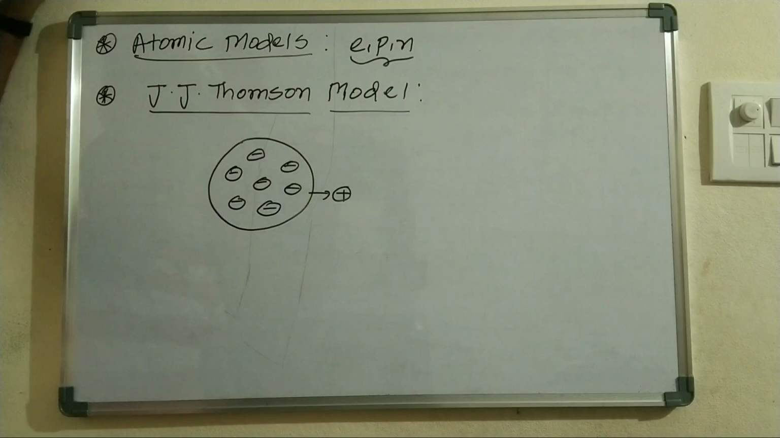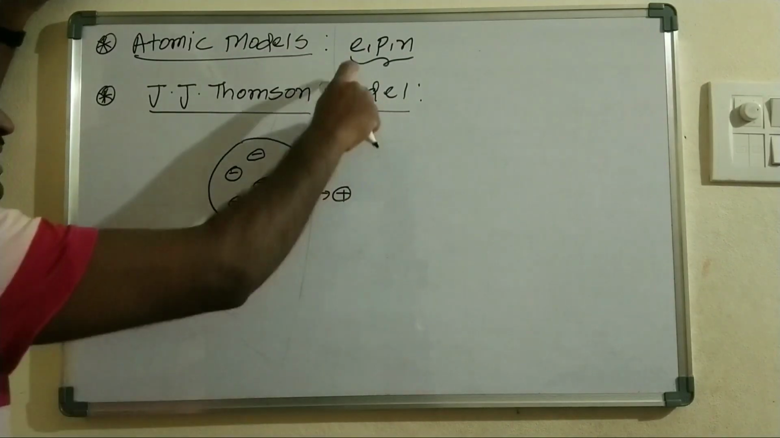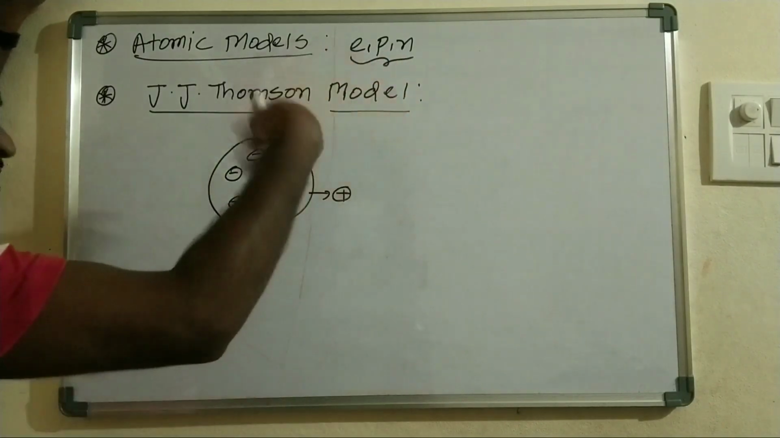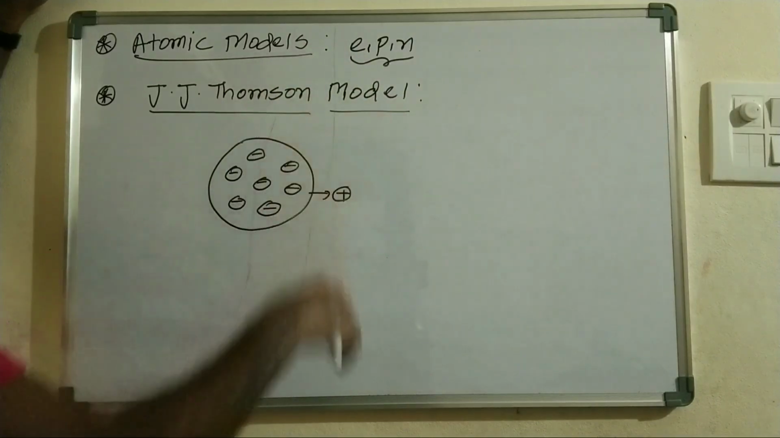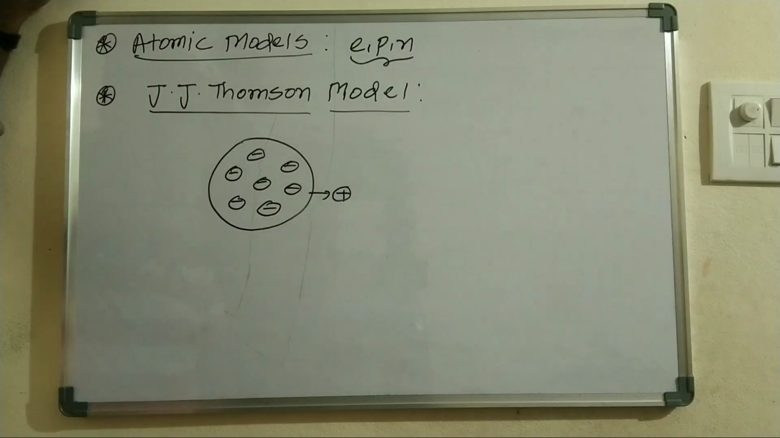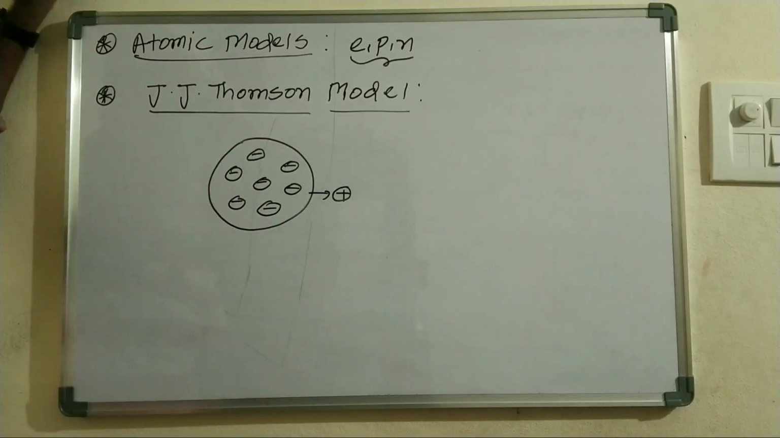Inside of the atom, that is the atomic model. What are the subatomic particles? Electron, proton and neutron are called the subatomic particles of an atom, and this is how they have been arranged internally to explain the structure. Different scientists have proposed different atomic models. The first one is the J.J. Thomson atomic model.